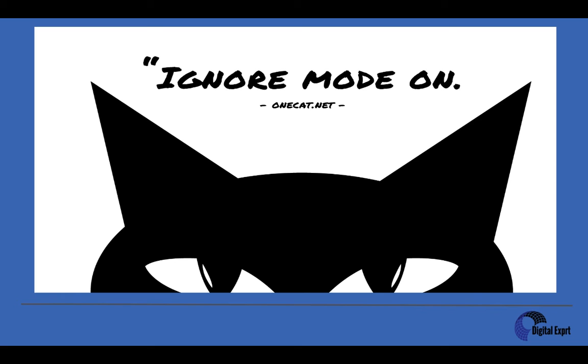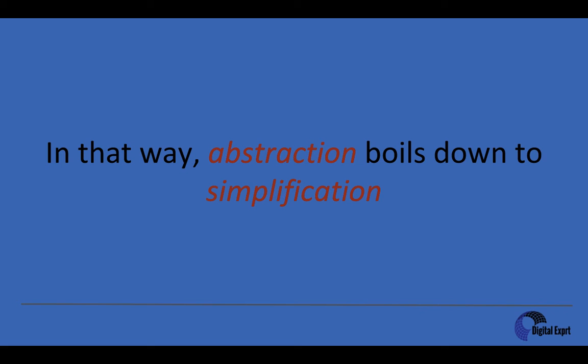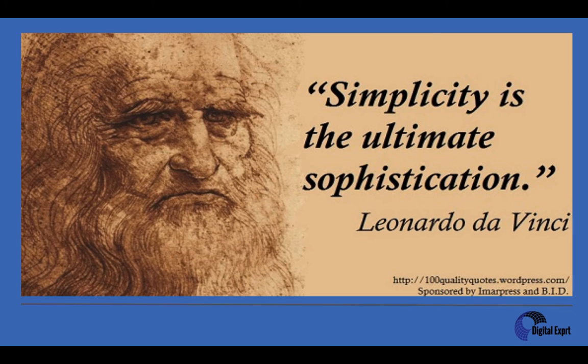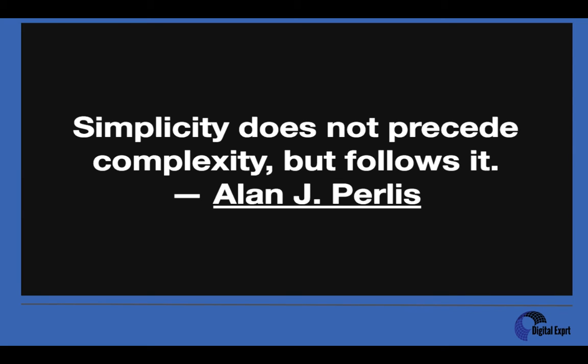So in a way, when we look at it this way, we say that abstraction boils down to simplification. And Leonardo da Vinci said that simplicity is the ultimate sophistication. Alan Perlis said that simplicity does not precede complexity but follows it. So that's also a significant statement. And that means that simplicity is not an easy thing to achieve.